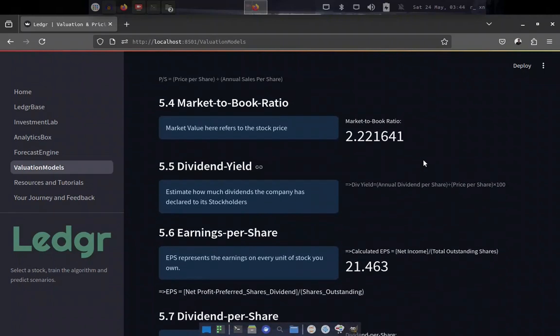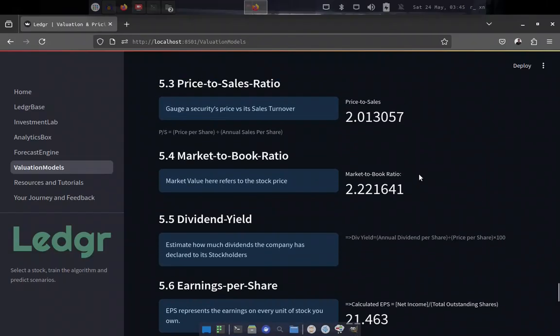So EPS is the earnings per share, and for every unit, and this is in terms of stock, not in terms of money, which would mean that every unit of stock represents some earnings or some losses. How much is that? For NTPC, it's 21.463.